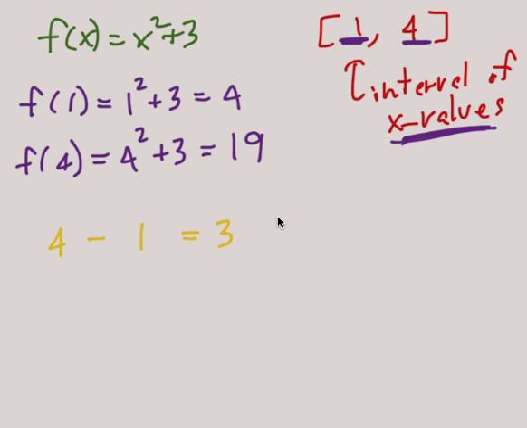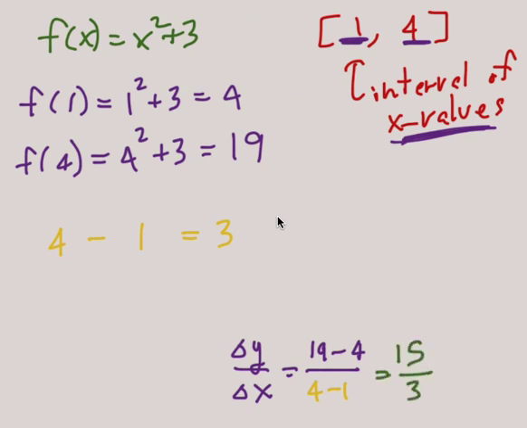Let's move that whole thing over. And 19 minus 4 gives me 15. 4 minus 1 gives me 3. And 15 divided by 3 gives me 5. Therefore, the average rate of change of the function f on the interval from 1 to 4 is 5. If we went that rate the whole time, we'd start and end at the same place.